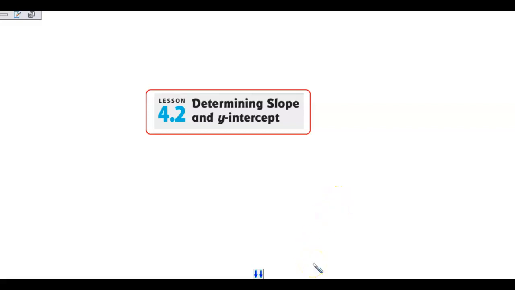Hello, today we're going to talk about determining slope and y-intercept.